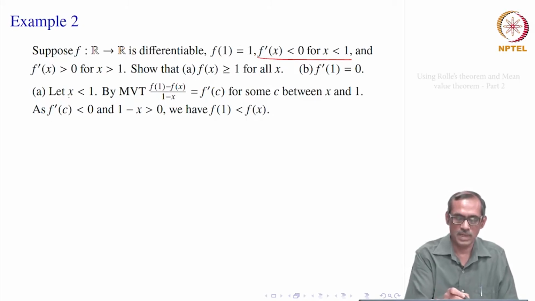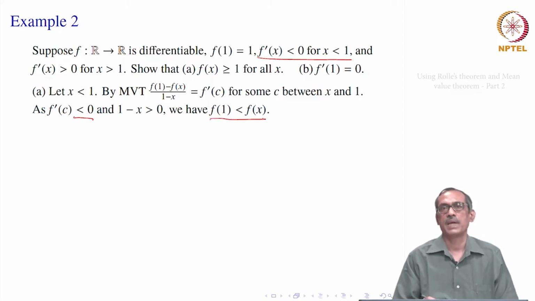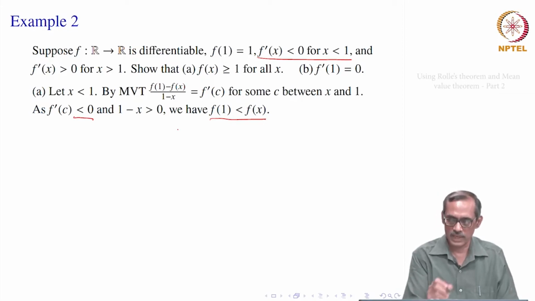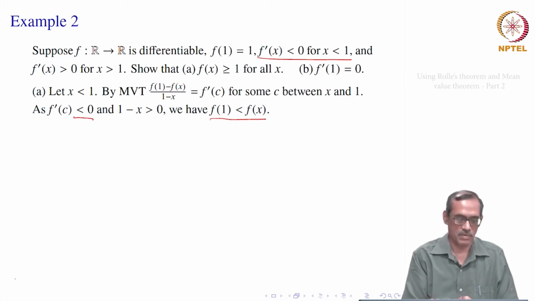So, f prime C must be less than 0. Now, we have chosen x to be smaller than 1, so 1 minus x is bigger than 0, it is positive. So, the ratio f 1 minus f x by 1 minus x is known to be negative. That means the numerator must be less than 0, because 1 minus x is positive and the ratio is negative. So, this gives f of 1 is less than f of x. This is for all those x which are less than 1, right. So, f of 1 is less than f of x.